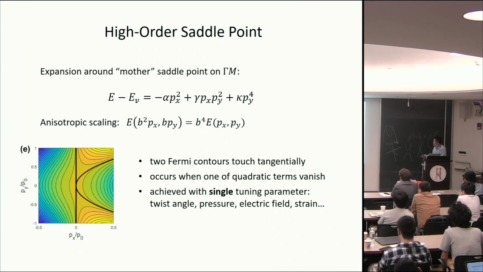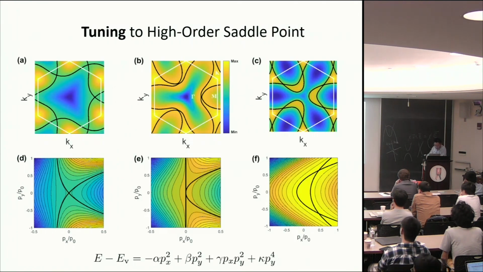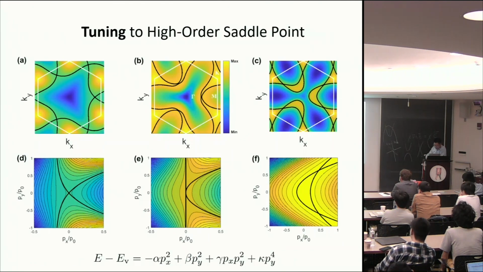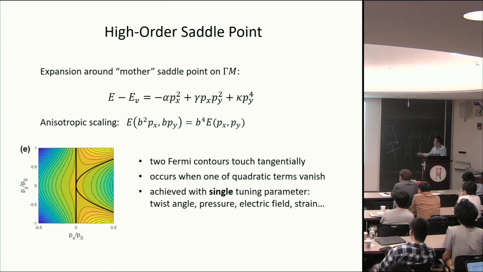I want to emphasize that this situation occurs requiring tuning only a single parameter. When we tune the parameters, all we need is to change the sign of one of the quadratic coefficients from positive to negative. And right at the transition point, we are left with this high order saddle point. So generally, changing one parameter, such as twist angle or electric field, is sufficient to give us this high order saddle point.